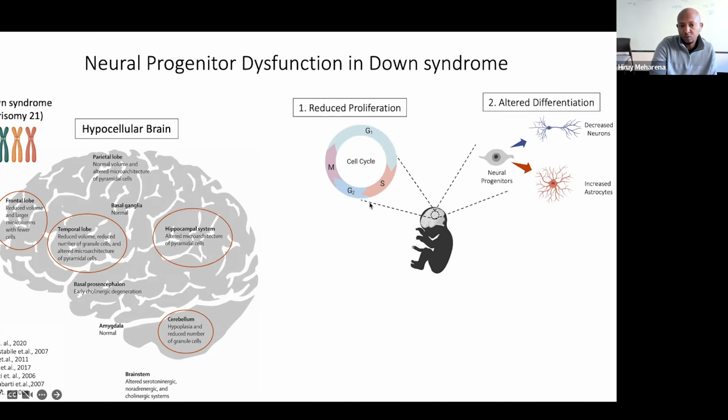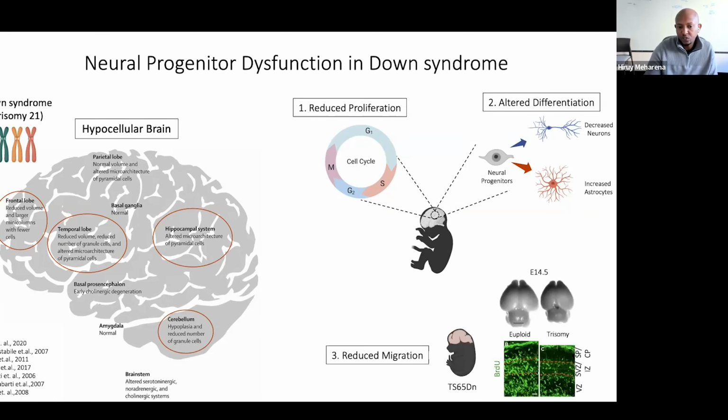Another feature that has also been observed at the cellular level is that individuals with Down syndrome have a higher number of astrocytes, which are glial cells, as compared to the neurons. So for some reason, triplication of chromosome 21 seems to shift the differentiation towards an astrocytic lineage, resulting in reduced neurons. This imbalance of the different cell types has been associated with learning and memory disabilities as well.